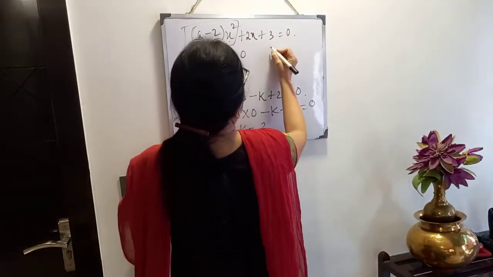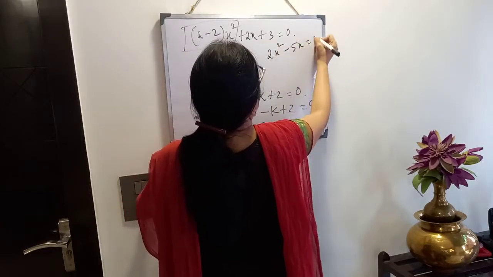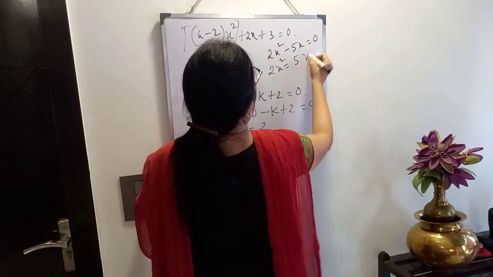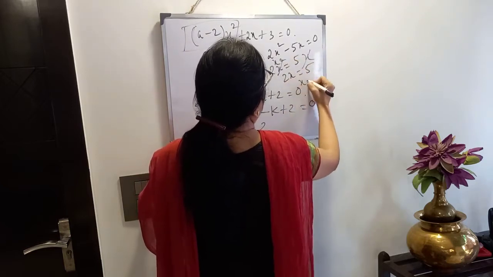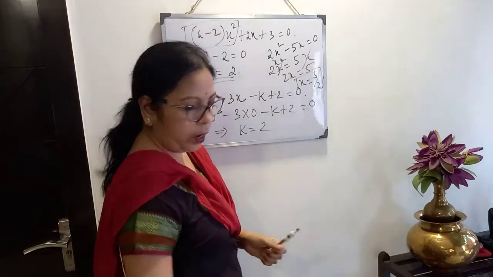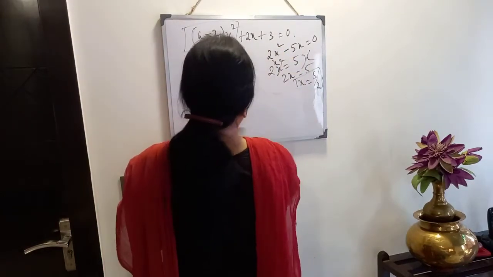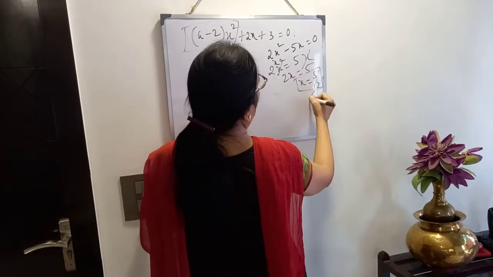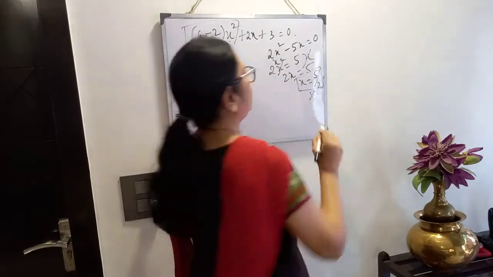Suppose I am writing here 2x square minus 5x equal to 0. Now the next step, if you take 5x to that side and cancel, it becomes 2x equal to 5, so x equal to 5 by 2. So here we are getting only one value of x. But this is a quadratic equation, so this is totally wrong. Clear? Any quadratic equation will have two values or two roots.